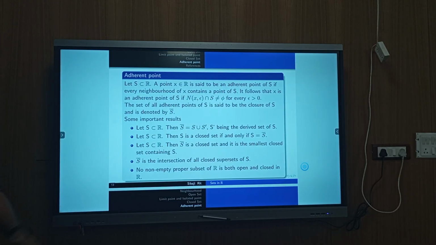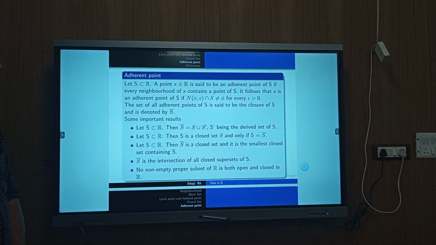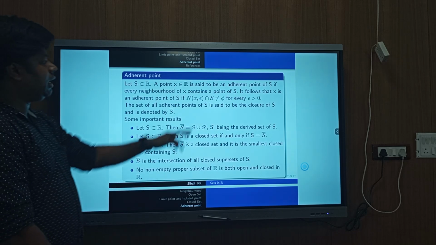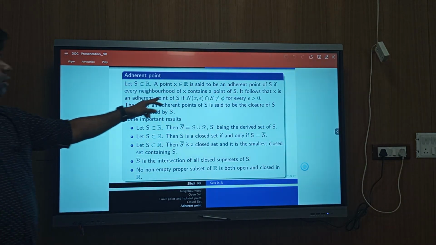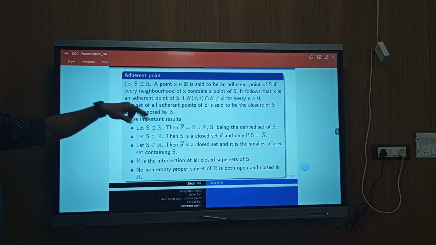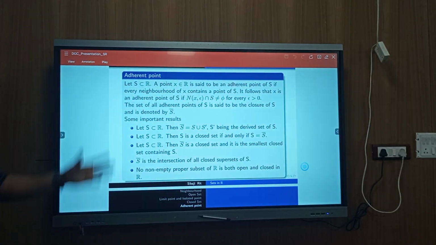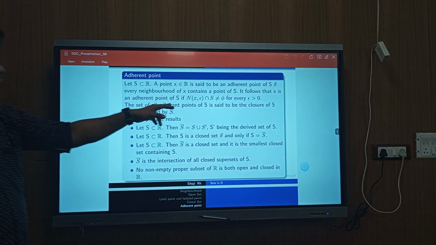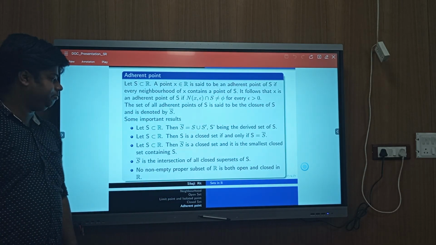Next, adherent point or cluster point. Let S be a subset of R. A point x is said to be an adherent point of S if every neighborhood of x contains a point of S. It follows that x is an adherent point of S if every neighborhood of x intersection S is not equal to empty set for every epsilon greater than 0. The set of all adherent points is said to be the closure of S, and it is denoted by S bar.